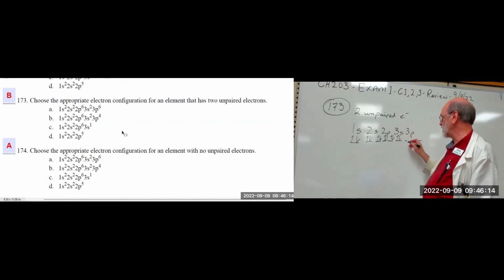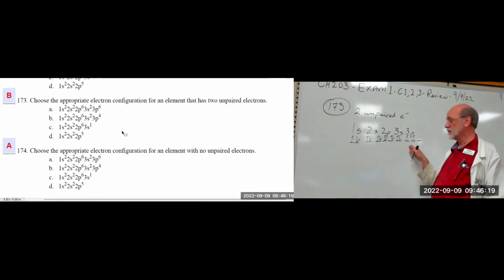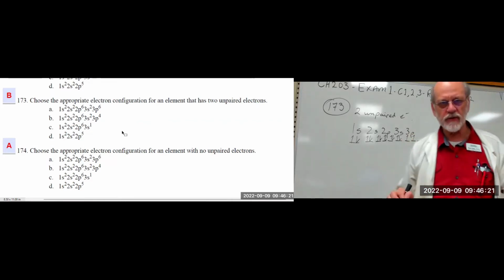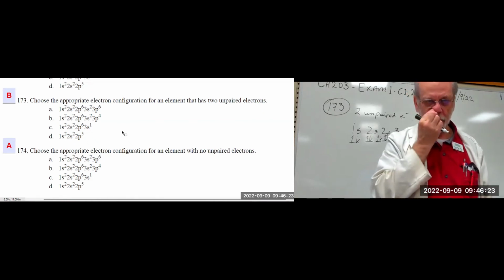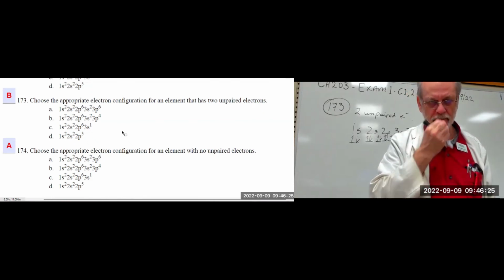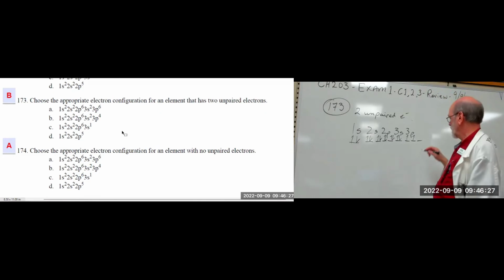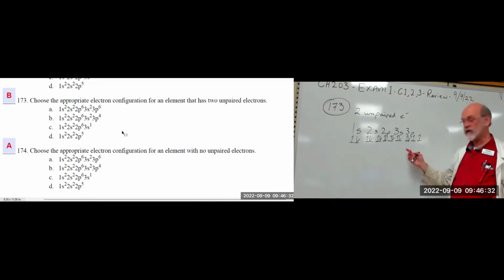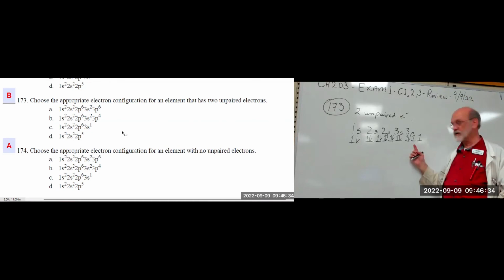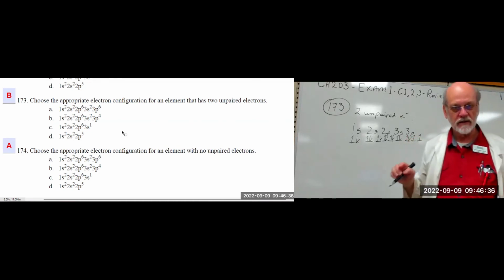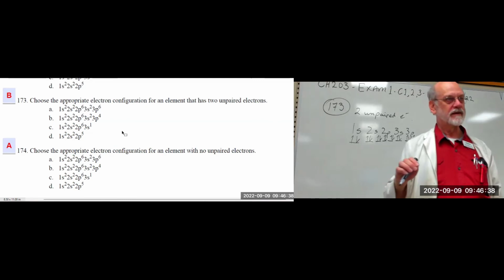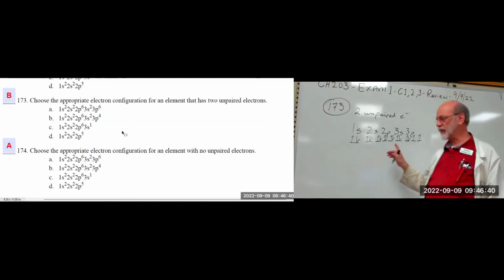Okay, there's 1, 2. How about that one and that one? Now you have 2 unpaired. 3p2. Is there a 3p2 in there? Nope. So let's go there and there. Now we've got 2 unpaired. Is there a 3p4? Yep. B. B has a 3p4. 2 unpaired electrons.